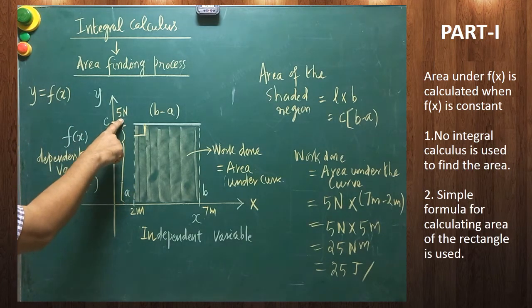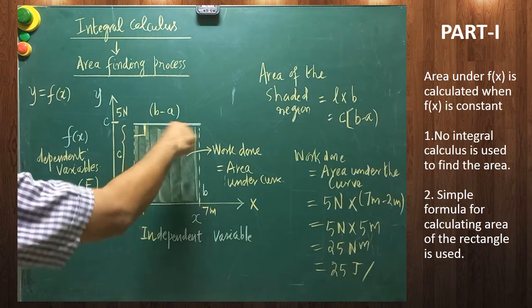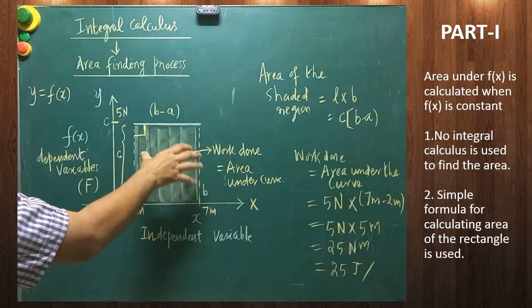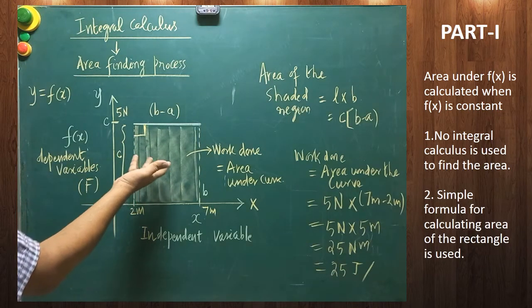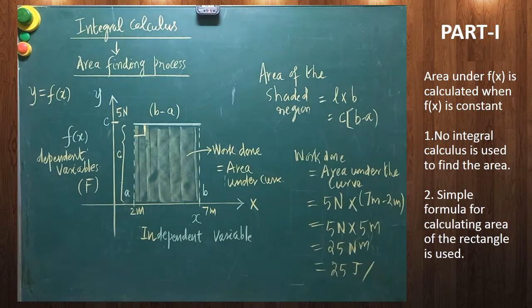Here constant force is applied. If the force is not constant, what will happen? The graph won't be a straight line. The graph will be like a curve. By then the shape of the region under the curve won't be a square or rectangle. Then we have to go for integral calculus.